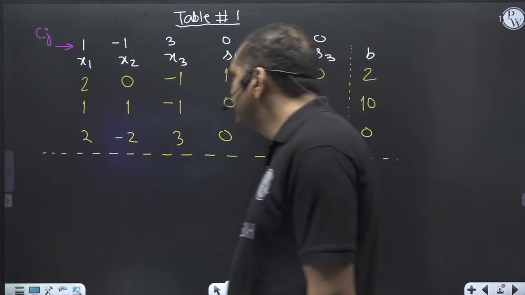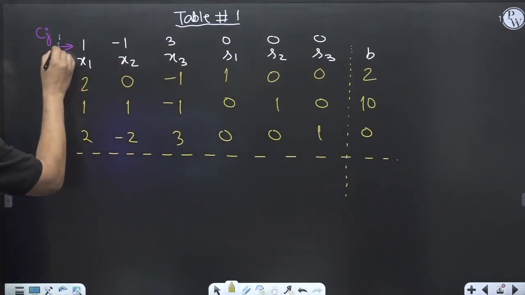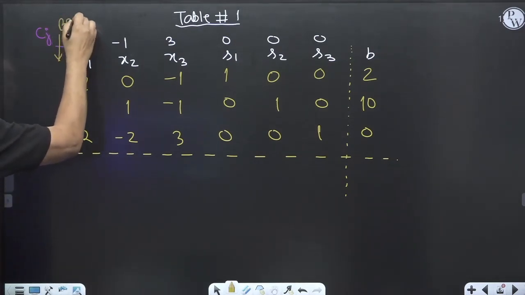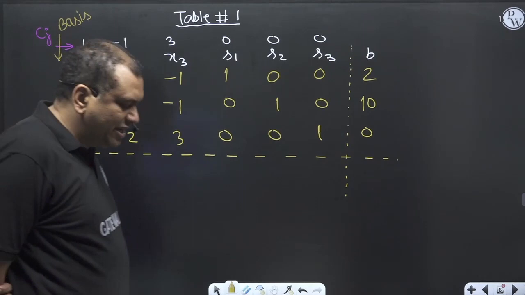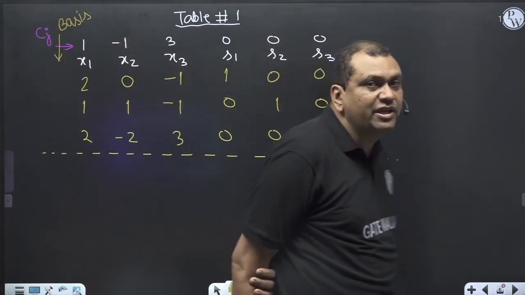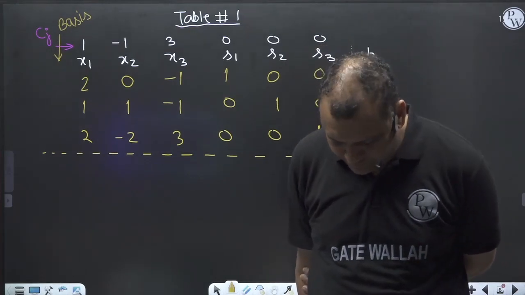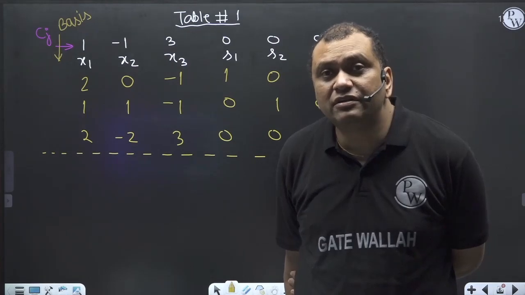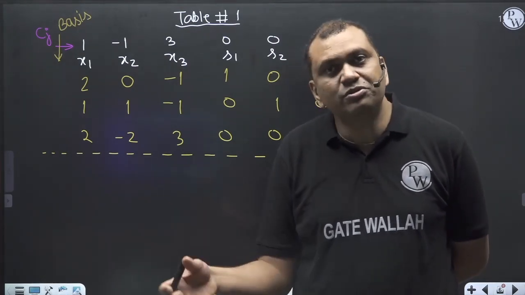Now here, this row is the Cj row, and I am writing some variables, and those variables are called bases. You know what the meaning of bases is? I am giving an initial feasible solution to the problem. I am assigning some solution to the problem.